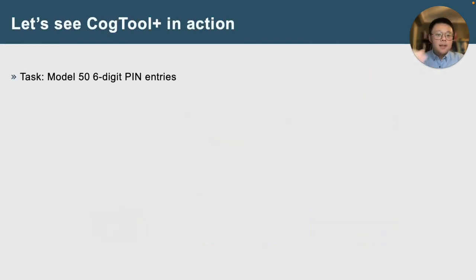Now, let's take an example to see CogTool+ in action. The task is to model 50 6-digit PIN entries. Why? PINs remain one of the most widely used user-authentication methods. Some cyber attacks rely on inter-keystroke timing dictionaries built from user studies. We would like to demonstrate that CogTool+ is cost-effective and accurate for modeling 6-digit PIN entry at a really large scale.